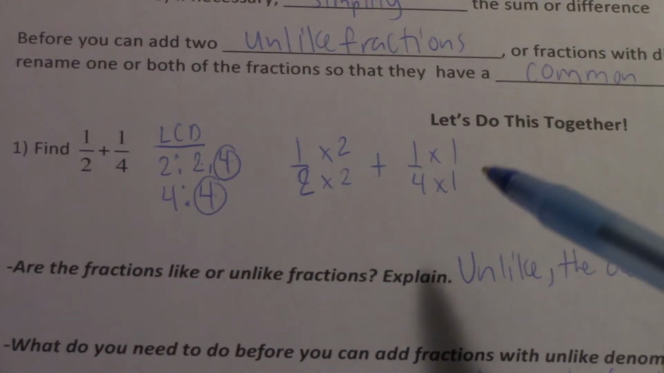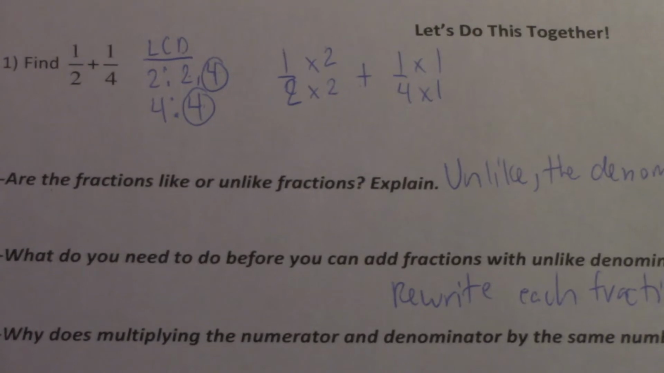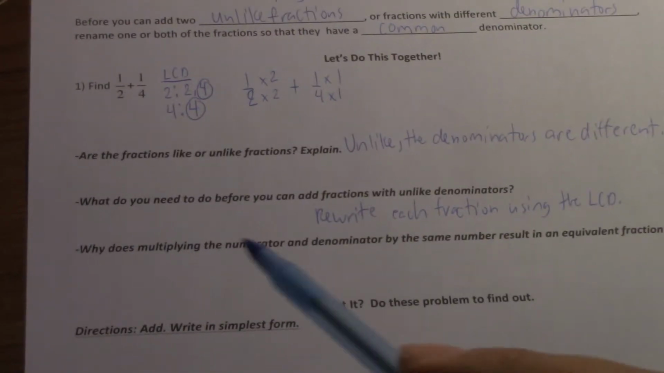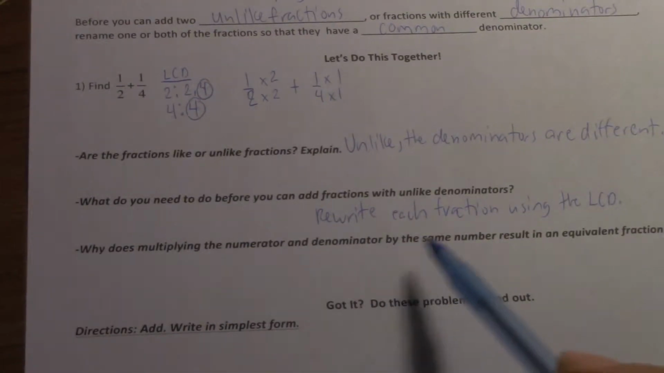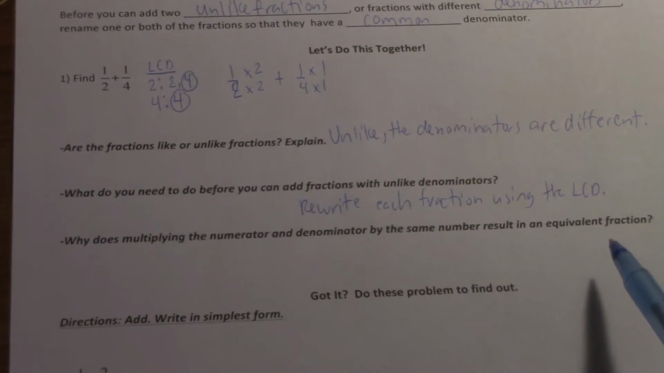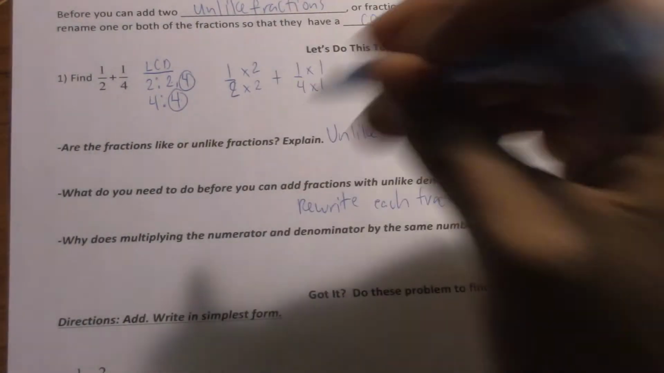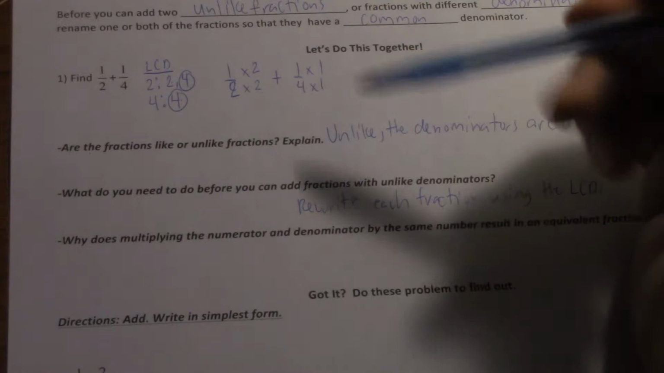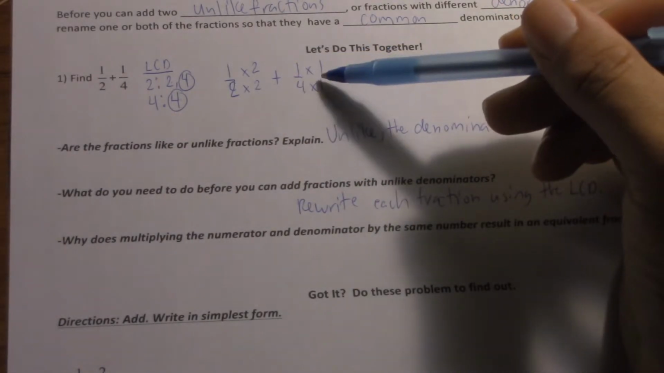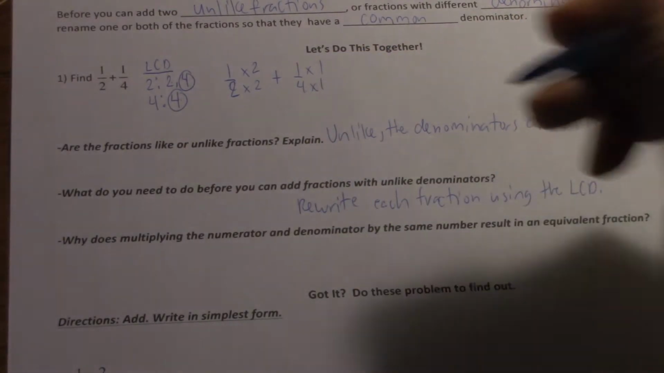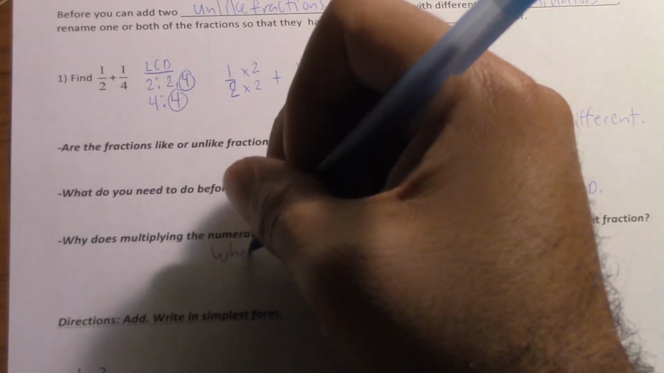Now before we do any more math, let's look down here at the third question. Why does multiplying the numerator and denominator by the same number result in an equivalent fraction? Well, when you multiply the numerator and denominator by the same number, you are multiplying by 1. So let's write that down.